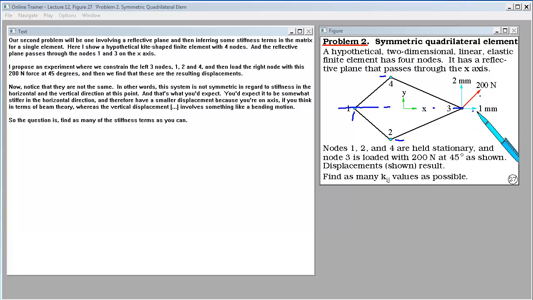Now notice that they are not the same. In other words, this system is not symmetric in regard to stiffness in the horizontal and the vertical direction at this point, and that's what you'd expect. You'd expect it to be somewhat stiffer in the horizontal direction and therefore have a smaller displacement because you're on axis, if you think in terms of beam theory, whereas the vertical displacement involves something like a bending motion. So the question is, find as many of the stiffness terms as you can.